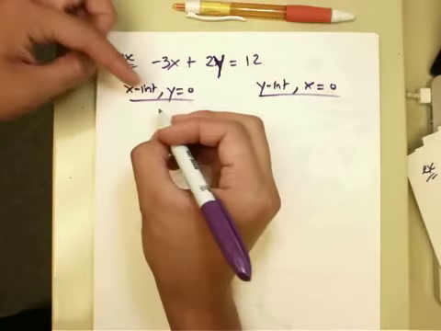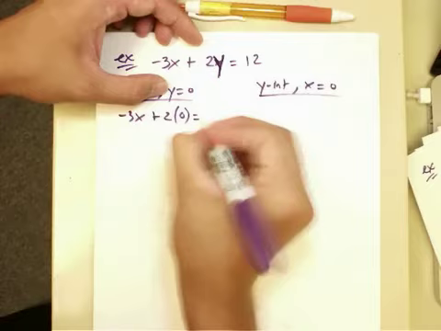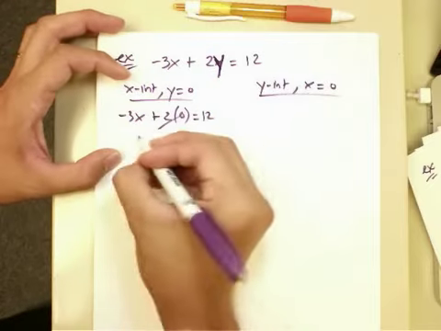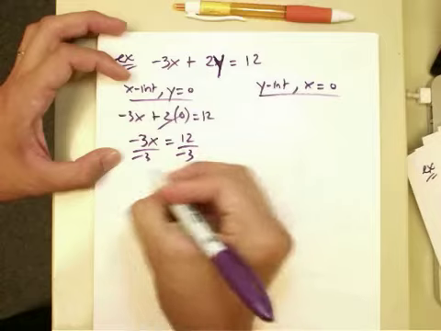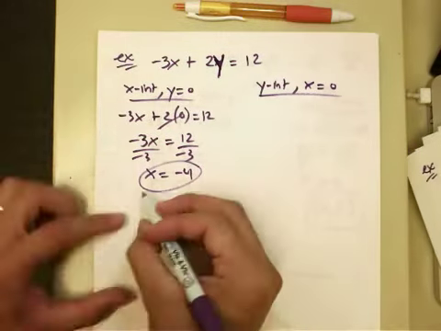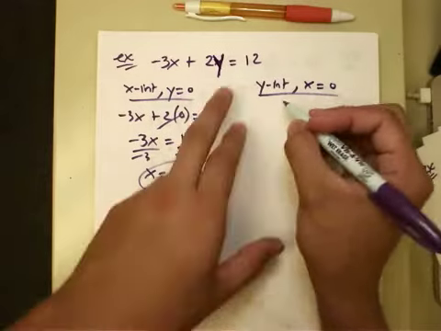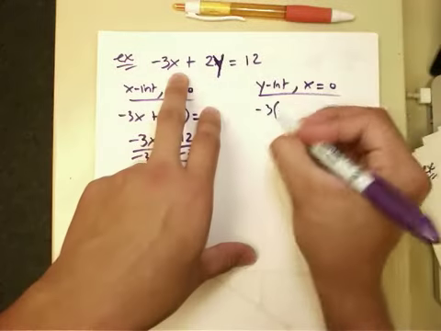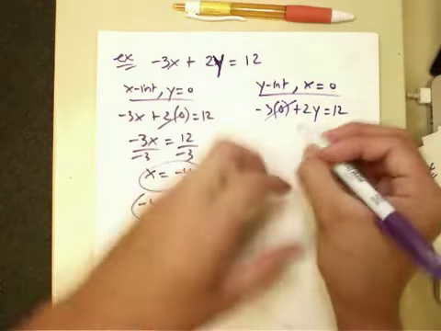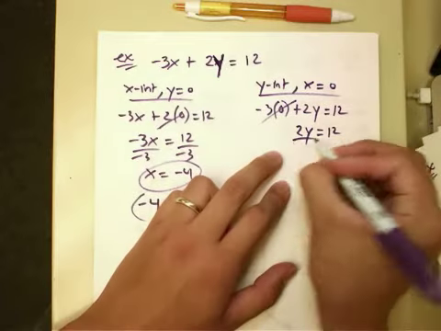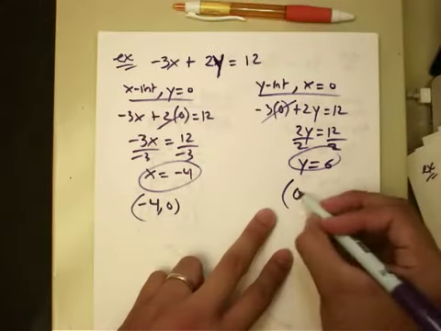So now, y equal to 0, so I'm going to have -3x plus 2 times 0 equals 12. This will go away, so it's -3x equals 12, divided by -3. X is -4. So then the point here is (-4, 0). Over here, if I substitute x with 0, it's going to be -3 times 0 plus 2 times y equal to 12. This will go away because it's 0. So 2y equals 12, divided by 2. Y is 6. So my point for that one is going to be (0, 6).